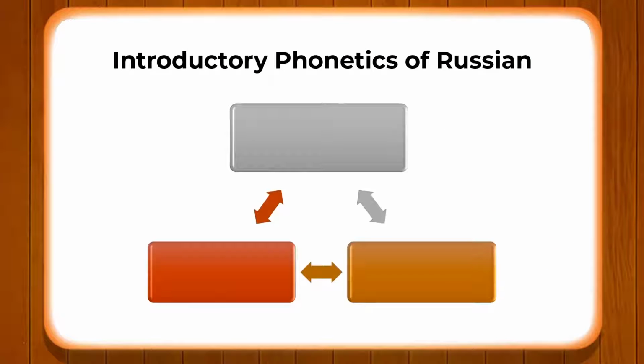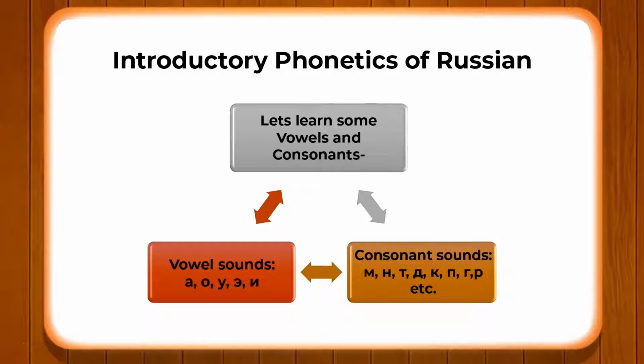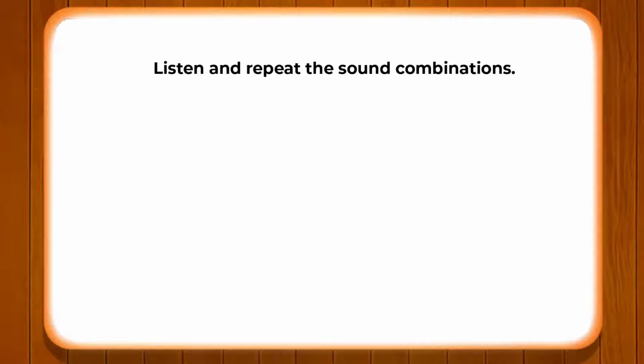Here you can see that we have a lot of different letters further defined as vowels and consonants, and here we have certain examples, like in vowels a, o, u, e and e, whereas we have certain examples of the consonant sounds like m, n, te, de, ka, pe, ge, er, etc. Now, you will see how these different sounds change. Let us go ahead and understand them with combinations. We are going to have combinations of vowels and consonants together. So, please listen and repeat the sound combinations after me.